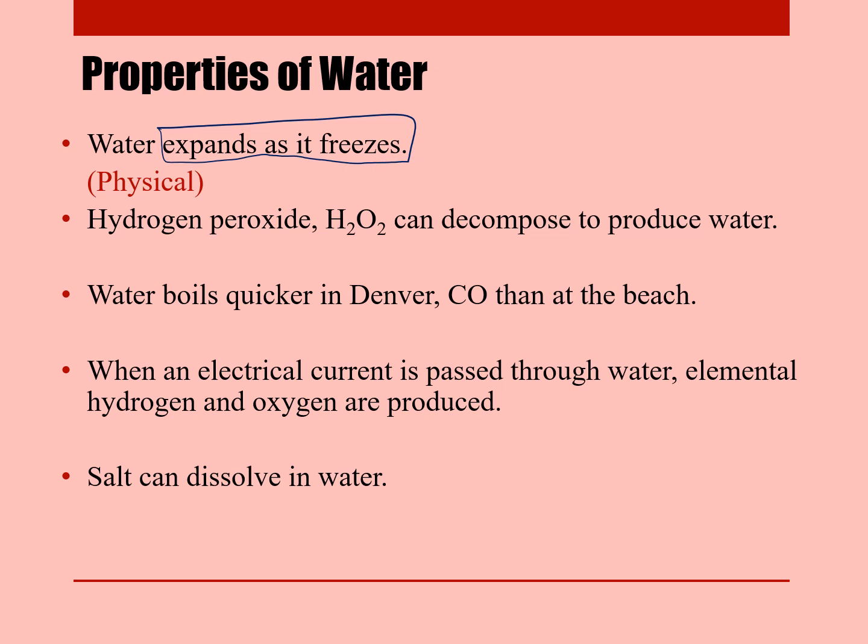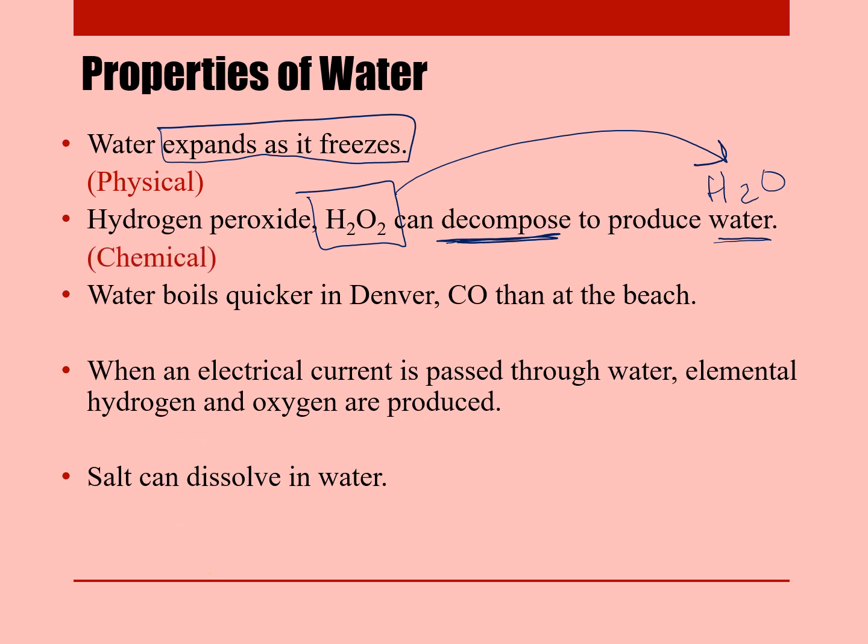Hydrogen peroxide, which they give you the formula of H2O2, can decompose, ooh, that word decompose, to produce water, which everybody should know is H2O. Is H2O2 the exact same thing as H2O? No, so therefore it changed, so that would be a chemical property.